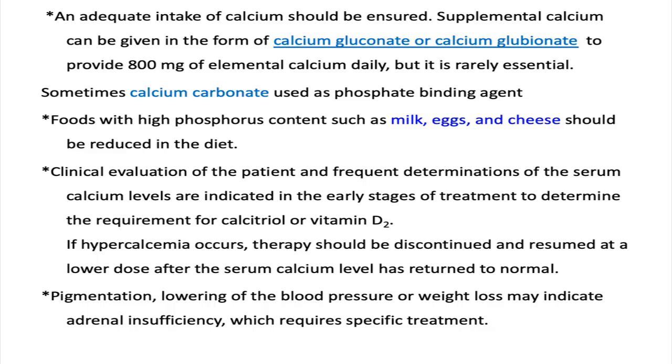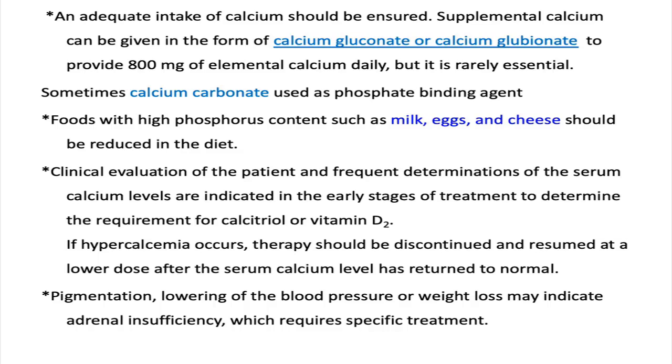Food with high phosphorus content, such as milk, eggs, cheese, and dairy products, should be reduced in the diet, although they are a good source of calcium, because they contain a high phosphorus content. Clinical evaluation of the patient and frequent determination of the serum calcium are indicated in the early stage of treatment to determine the requirements for the calcitriol or vitamin D2.